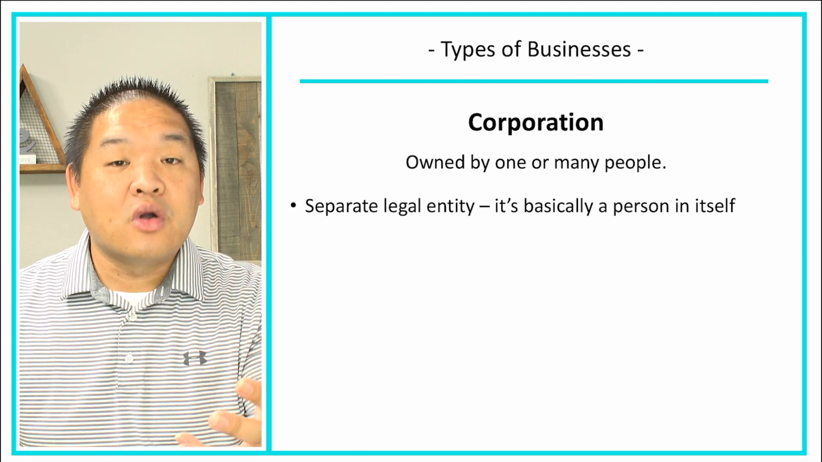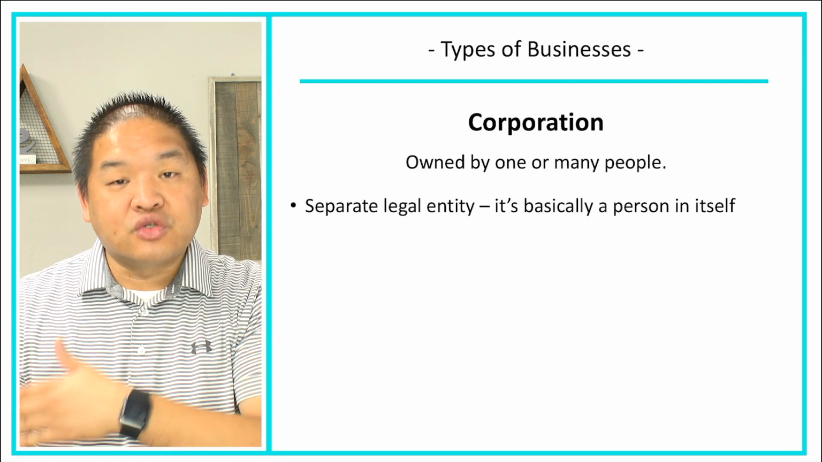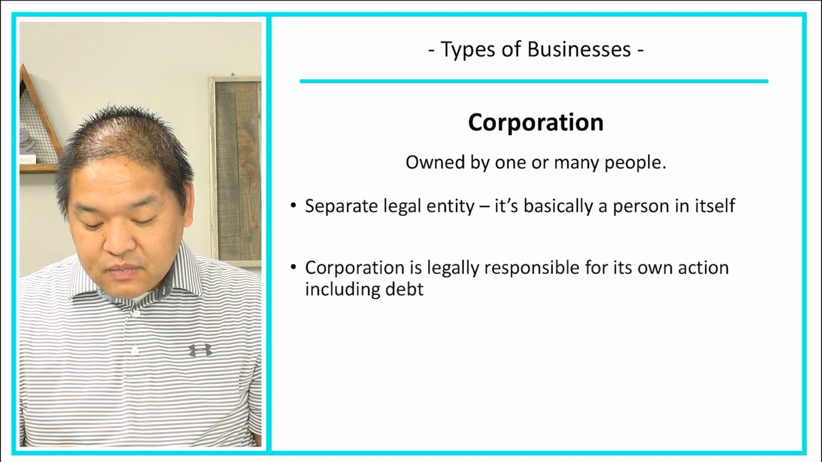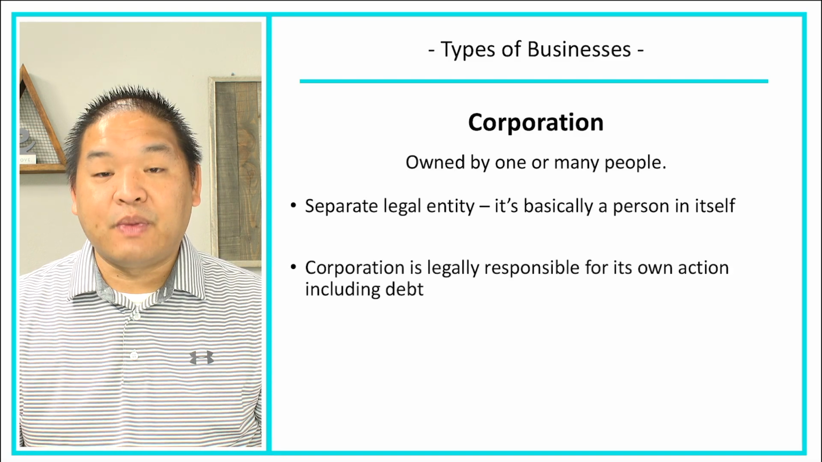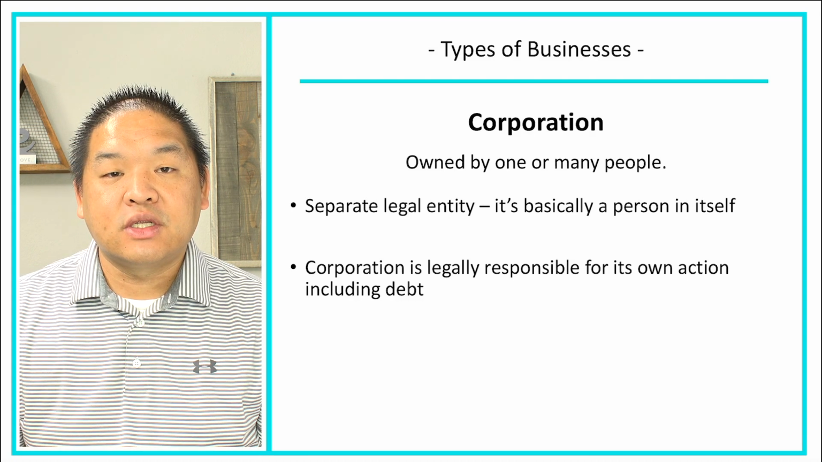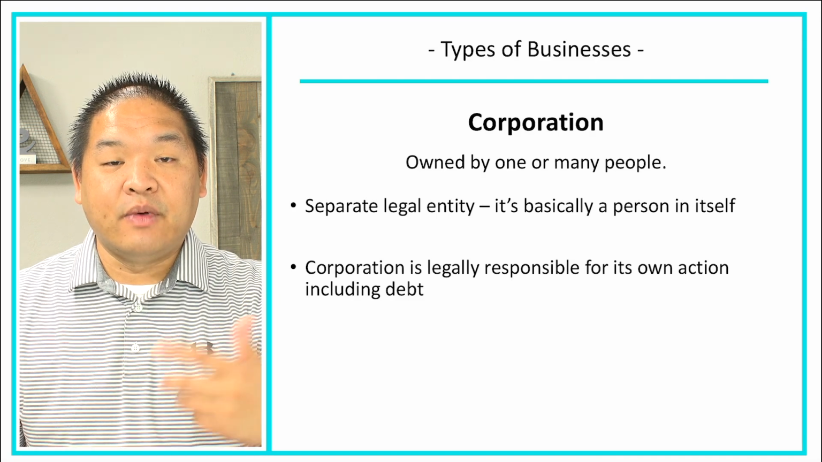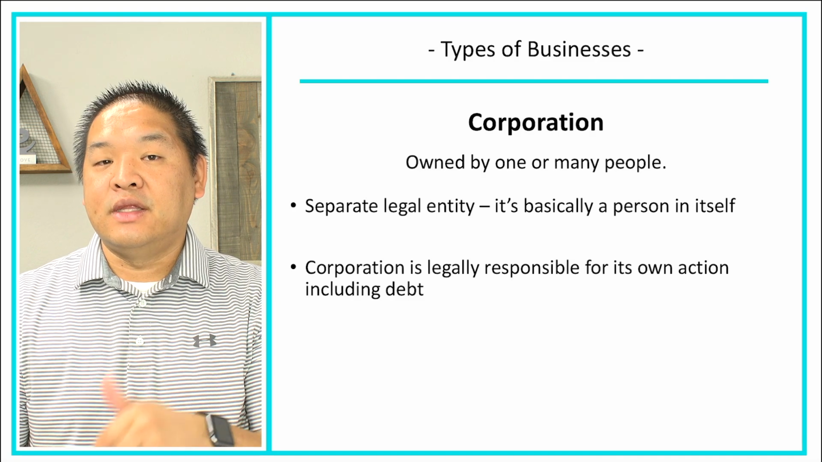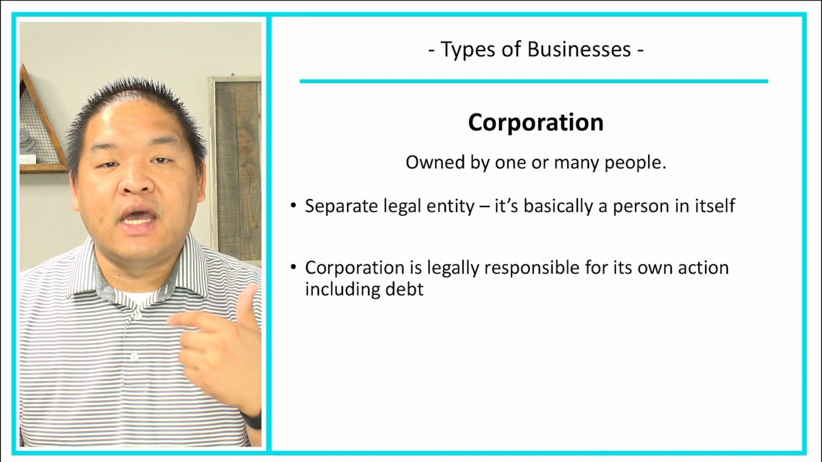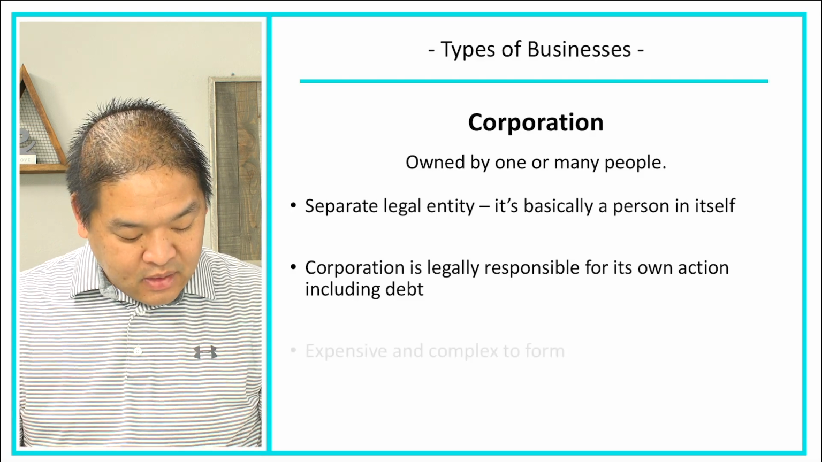So Coca-Cola would be a separate person from all of their owners or shareholders who might own a portion of Coca-Cola. Corporation is legally responsible for its own acts, including debts. So when the corporation goes out and takes out a loan, they're taking out the loan in the name of the corporation, not necessarily the name of the owners. If you're sole proprietorship, typically you're taking out debt in the name of the owner and the business as well.